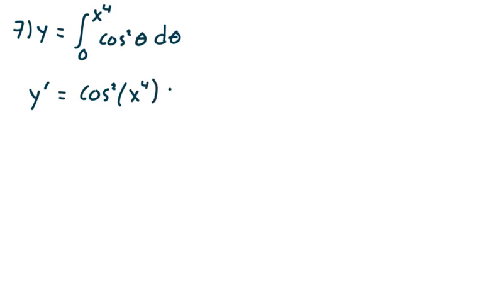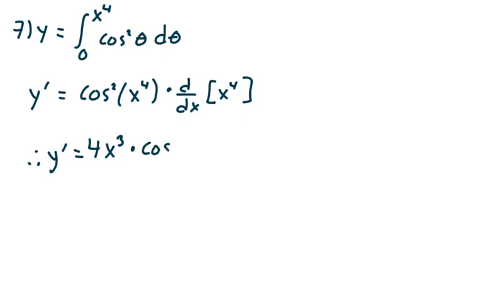But by the chain rule, I have to multiply by the derivative of x to the 4th with respect to x. And so therefore, y prime is 4x cubed, right? That's the derivative of x to the 4th with respect to x, times cosine squared of x to the 4th. That's example 7. Let's take a look at example 8.